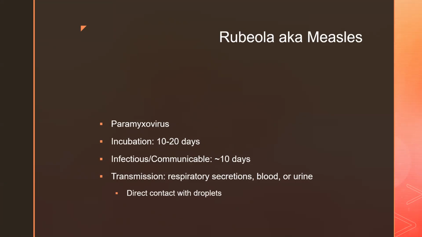So let's start with rubeola, which is also known as measles or the M of the MMR. It is caused by the paramyxovirus. Incubation period lasts about 10 to 20 days. And patients are typically infectious or communicable. You may see one or the other terminology when it comes to when I can pass this on, but they're either infectious or communicable for approximately 10 days, usually about 4 to 5 days before the rash shows up and about 4 to 5 days after the rash has appeared.